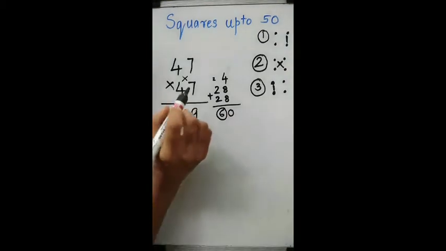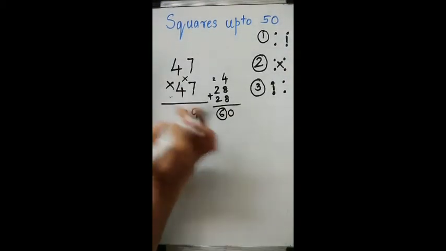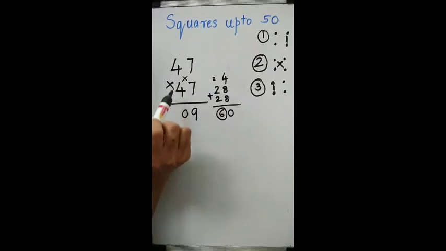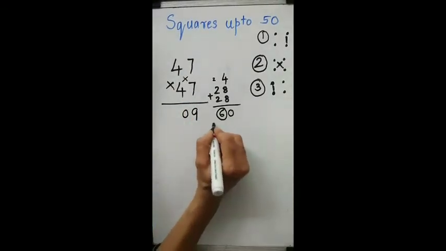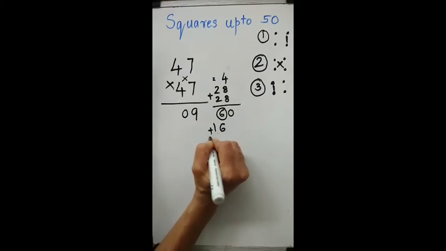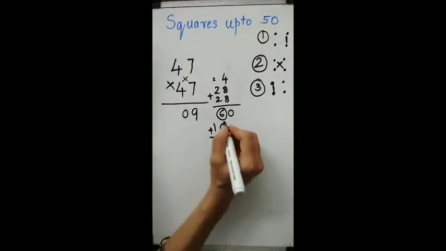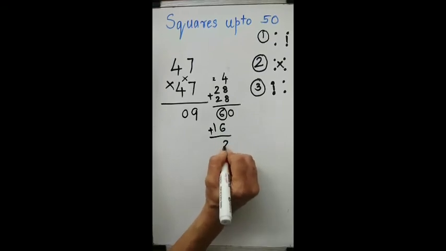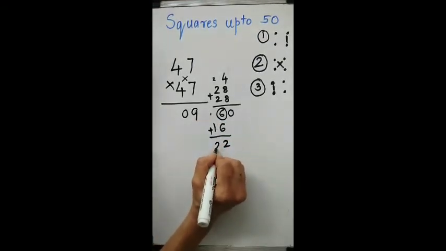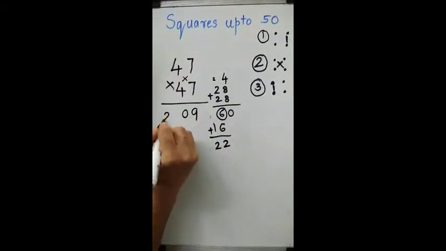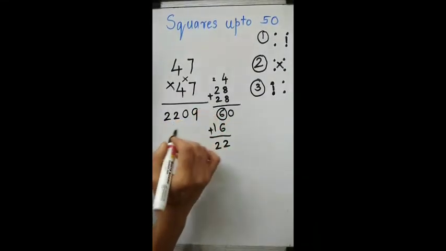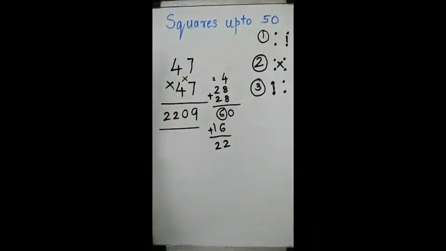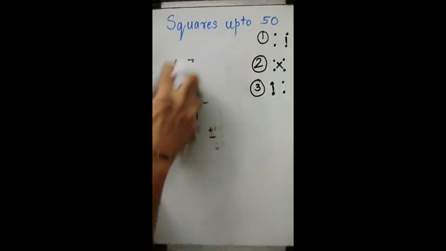Okay, children. So now we come to the third step, that is I have to multiply the number in the tens place. So 4 fours are 16. I have to add 16 to my 6 which was carried. So 6 and 16 gives me 22. So children, the square of 47 is 2209. Are you getting this method? Let's see one more example.